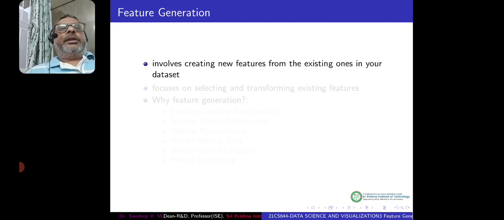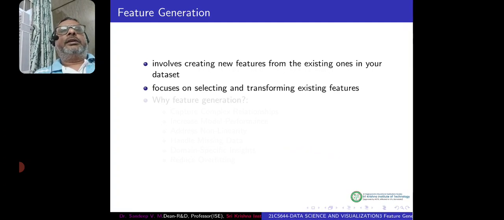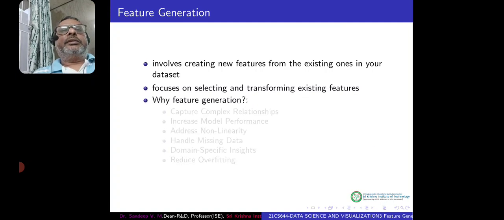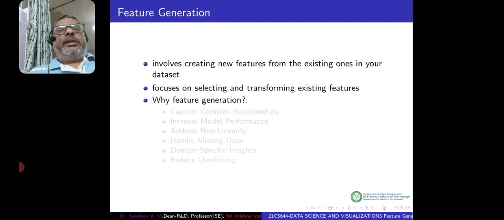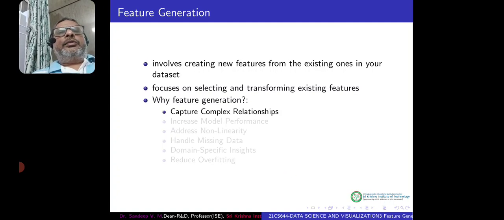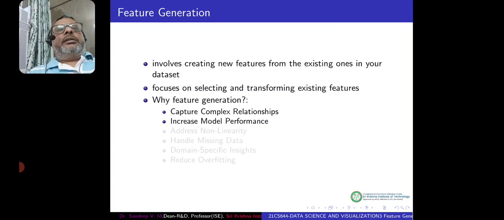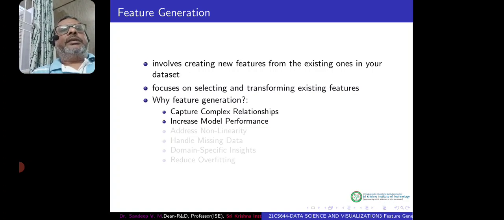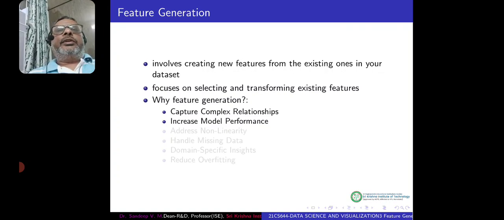It involves creating new features from the existing ones in the data set. It focuses on selecting and transforming existing features. Now the question is why feature generation is required. The most important thing is to capture complex relationships between the features, between the data. These new features which were generated can increase the model performance.